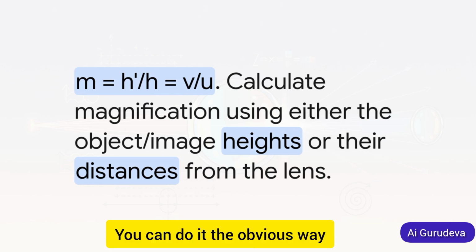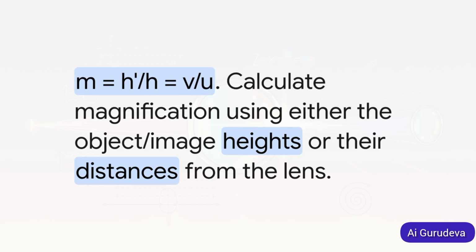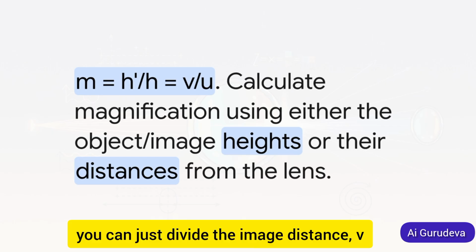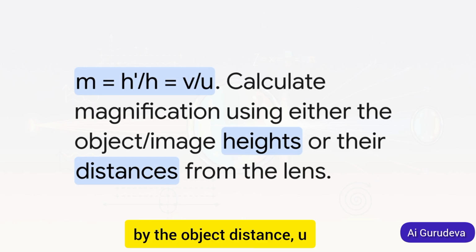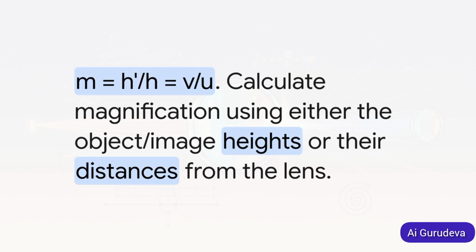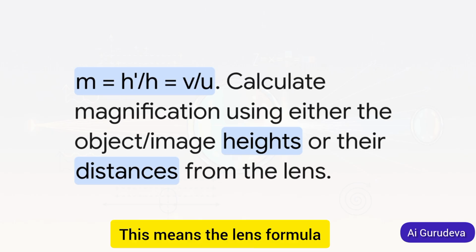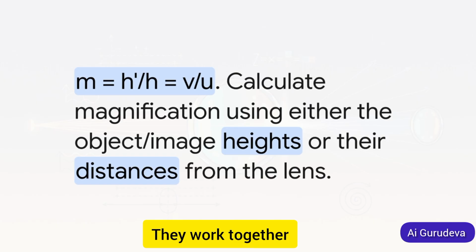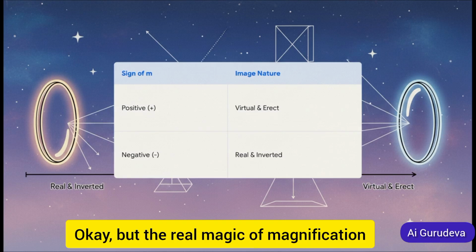You can do it the obvious way, just comparing the heights. Or, and this is the really clever part, you can just divide the image distance, V, by the object distance, U. This means the lens formula and the magnification formula are perfectly linked. They work together.